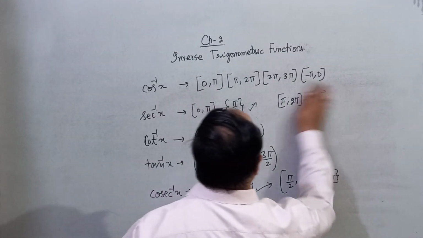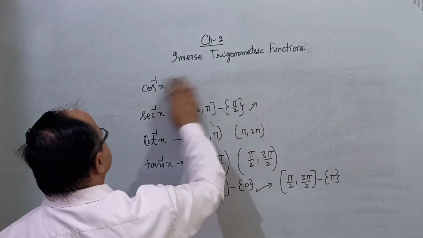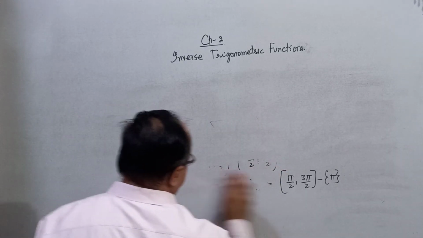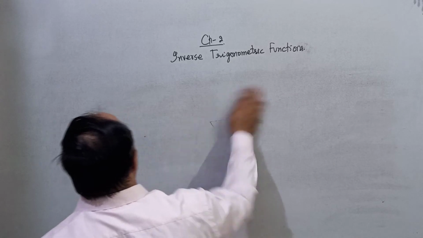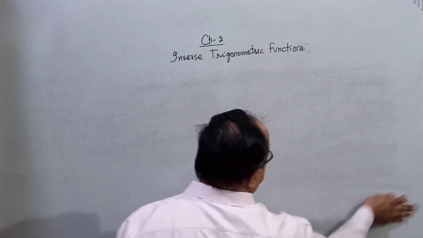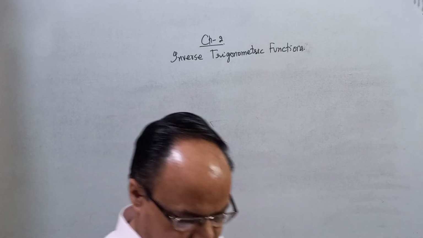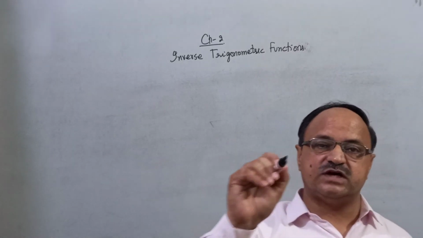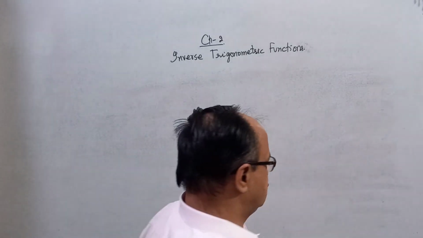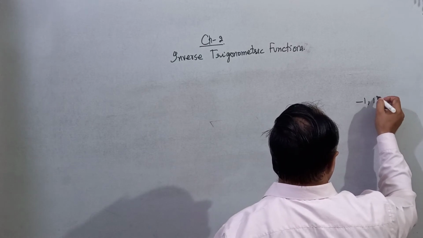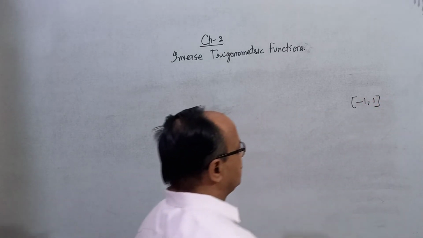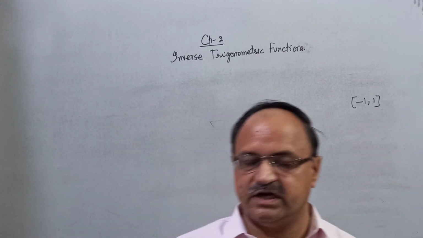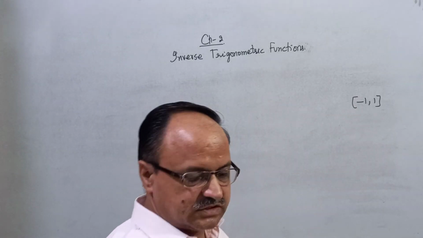And the domain, you already know, also learn: the domain of sine inverse x and cos inverse x is minus 1 to 1. You can learn also the domain of sine inverse x, cos inverse x, tan inverse x, everything. Great. Now we start some questions.